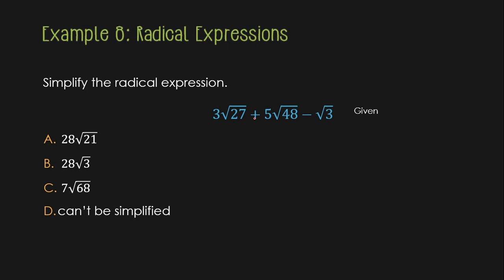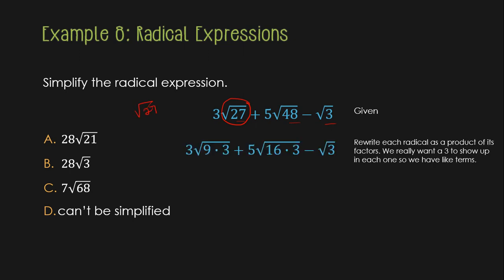Now, if you'll remember, when we're adding or subtracting radicals, you can only add and subtract radicals that have the same radicand, or the number that's in the square root. These are all different. So initially, I can't do anything, but I can simplify. So I can take this square root of 27 and I can break it down. I'm going to show you a couple ways.